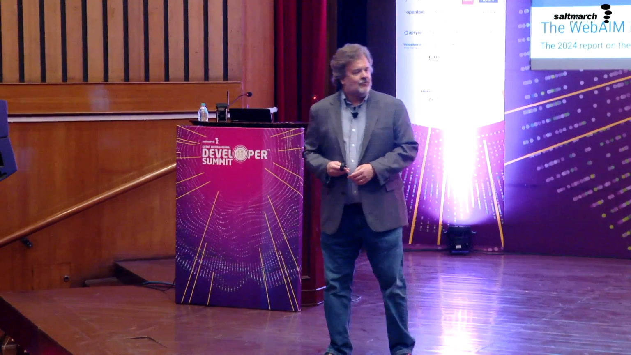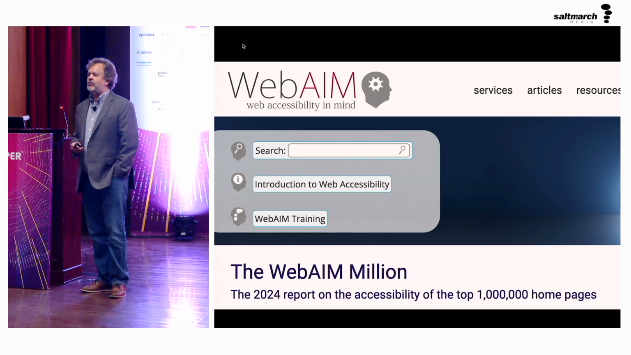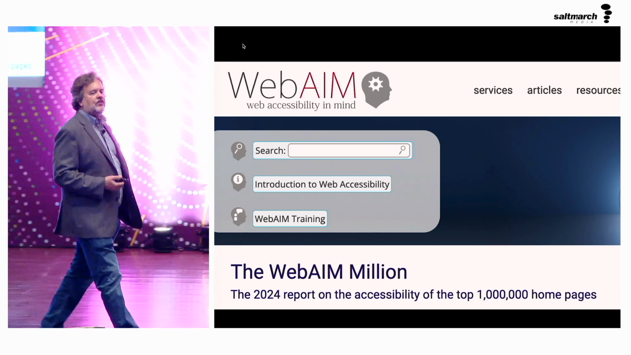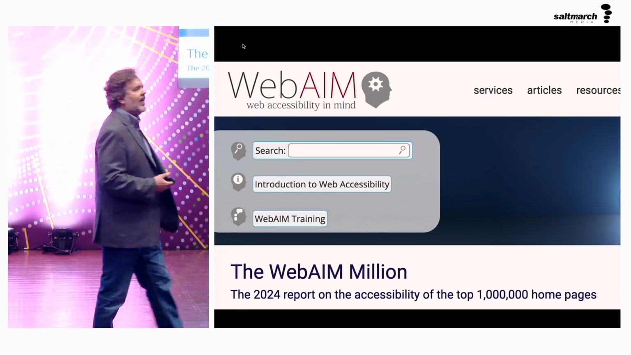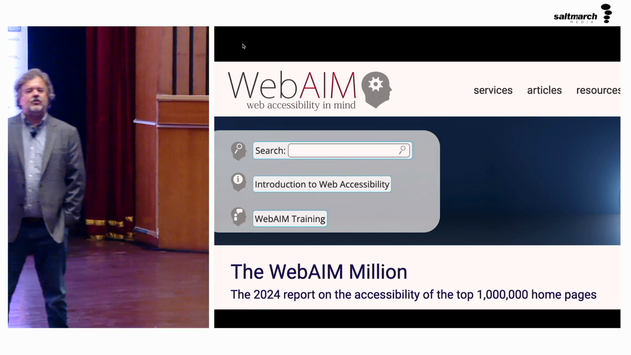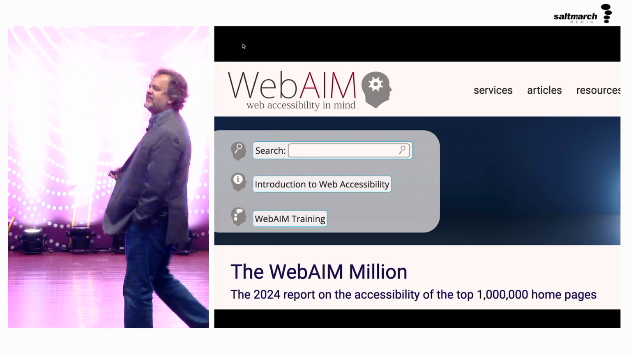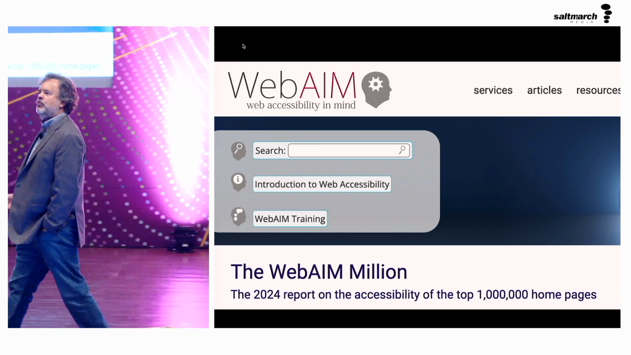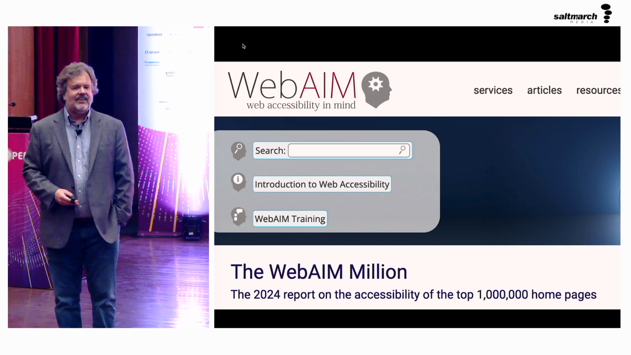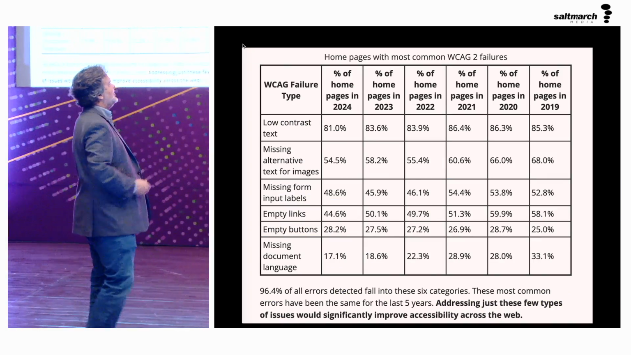I don't know if you're familiar with the WebAIM Million report. WebAIM is an organization out of Utah State University in the United States. They offer free tools. Their tools are called the WAVE tools. You can use them as browser plugins like this, or you can use them in an automated fashion. But what's interesting is annually they run analysis of the top 1 million websites, and they report their findings. And this is what I find so interesting.